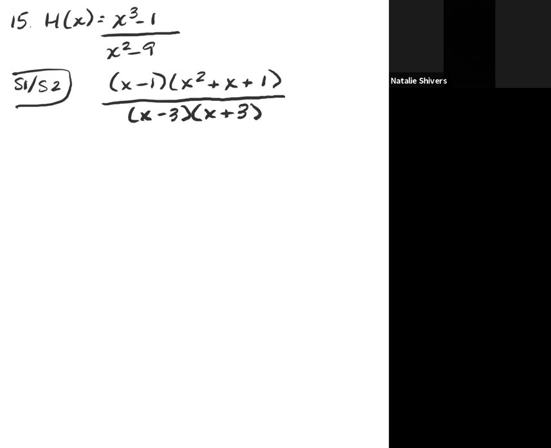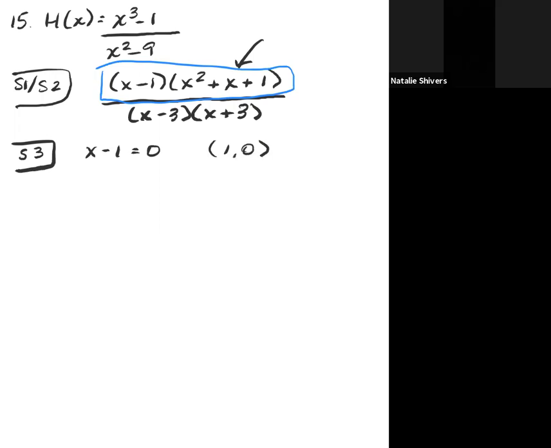Step 3 says to find the intercepts. Remember, we're going to take the top and set it equal to 0. Here's one thing my students do: they think that the trinomial will give us another intercept, but it won't. Only the binomial. So x minus 1 equals 0. So we get the intercept 1, 0.